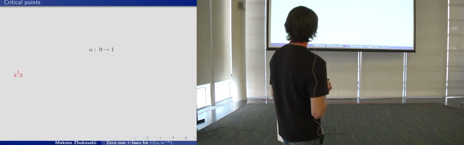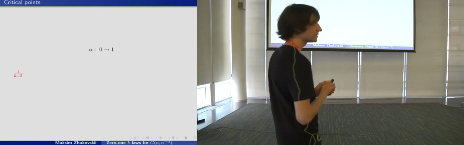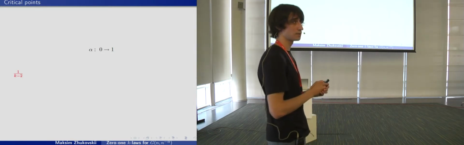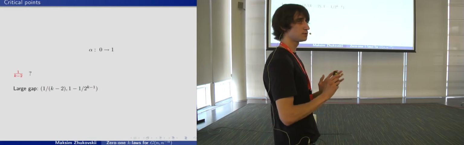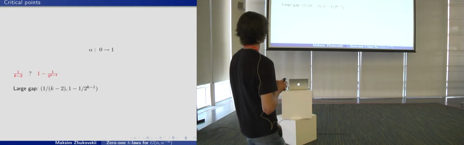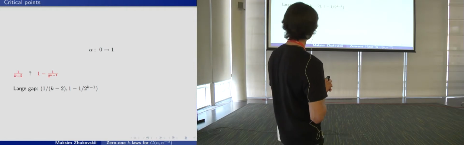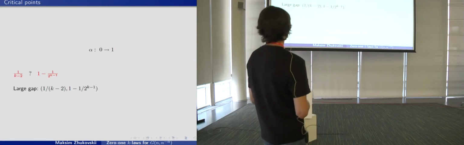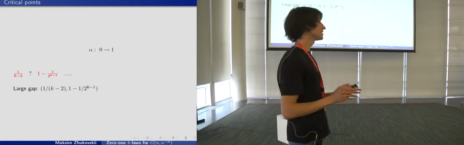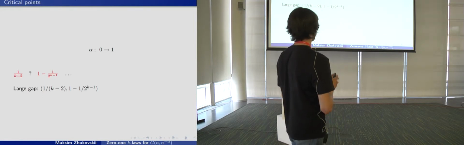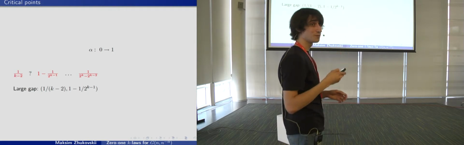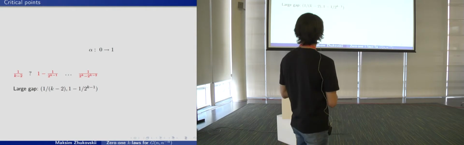So here I list k critical points when alpha goes from 0 to 1. The first one is 1 over k minus 2. Then we have a large gap, and we don't know anything about it. And then the first k critical point that we know is 1 minus 1 over 2 to the k minus 1. And then some points and some intervals, we know something about that, but not everything. Here it should be 1 minus 1 over 1 minus this fraction. There is a little mistake.